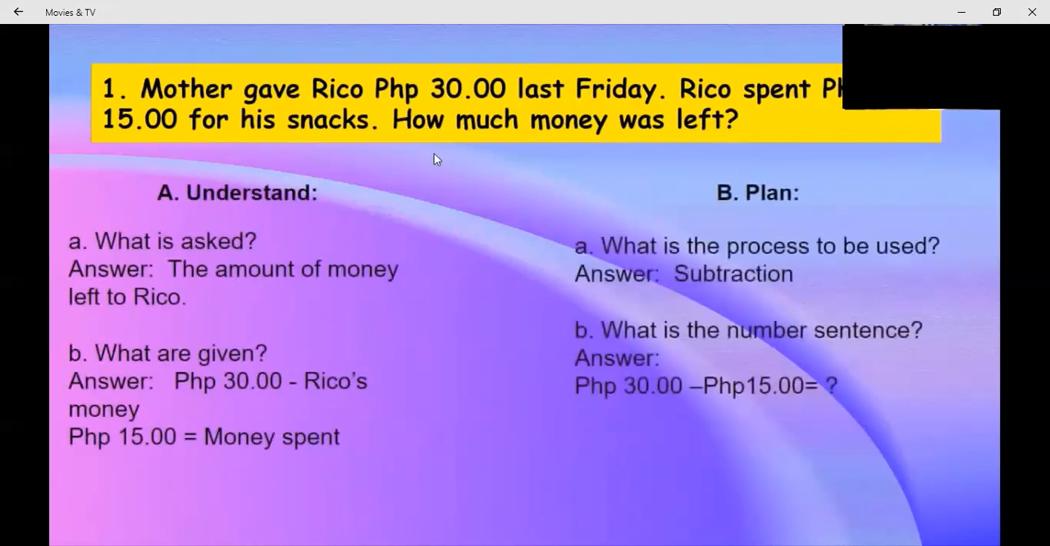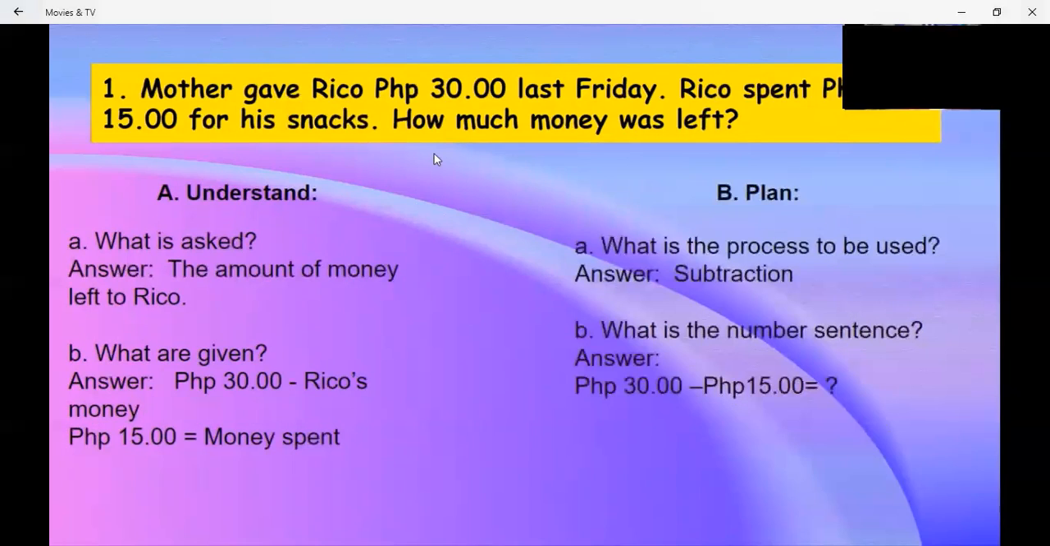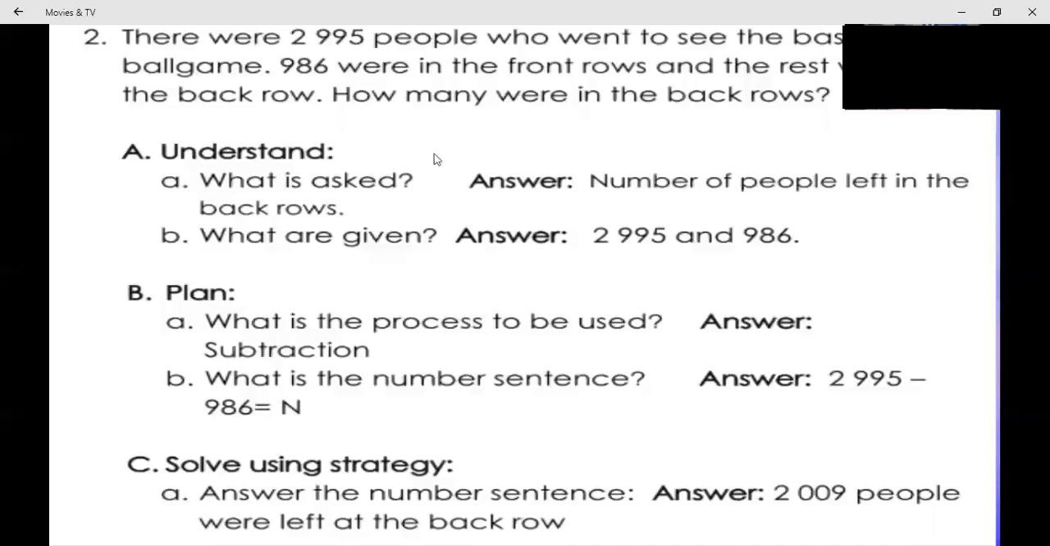Next, plan. What is the process to be used? So the answer is subtraction. And what is the number sentence? So 30 pesos minus 15 pesos, we don't know the answer yet. But we know in mind already that the answer is 15. And letter C, solve using strategy. So 30 minus 15, the answer is 15 pesos.